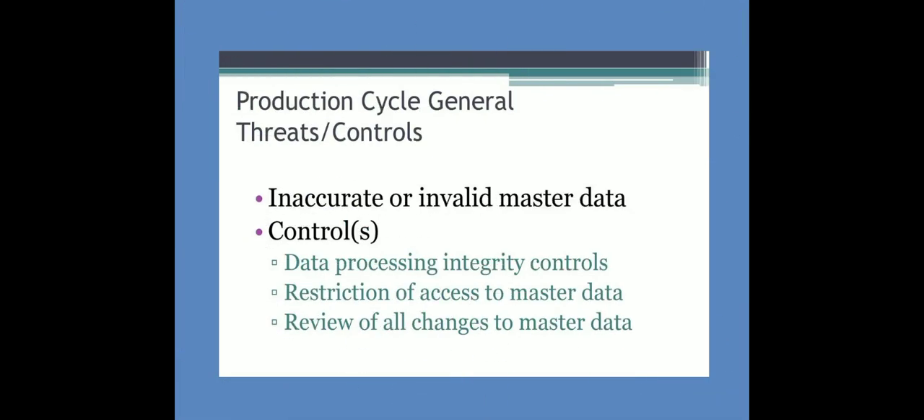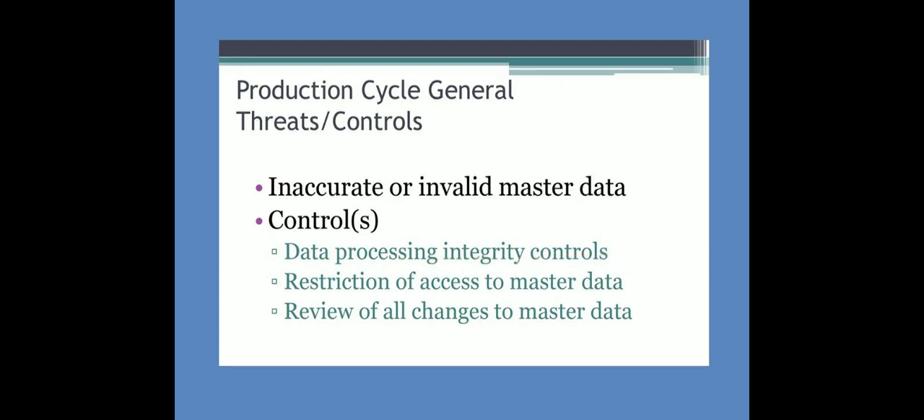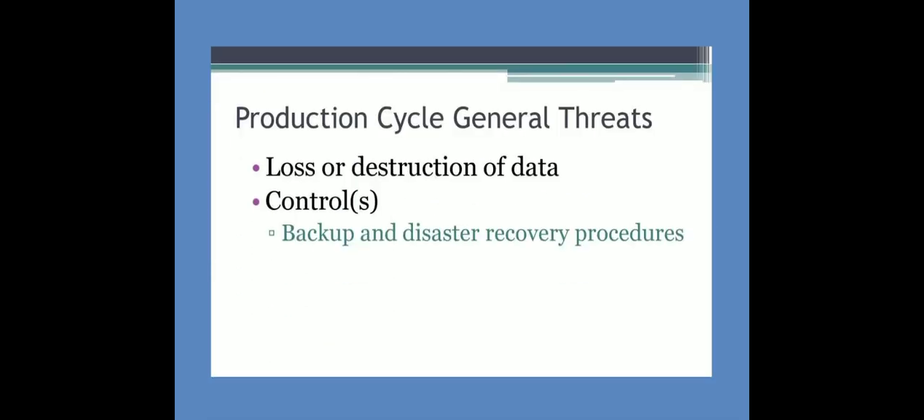Production cycle generates controls, inaccurate or invalid master data. Sa controls, data processing integrity controls, restrictions of access to master data, and review of all changes to master data. Production cycle general traits. Loss or destruction of data, controls, backup and disaster recovery procedures.